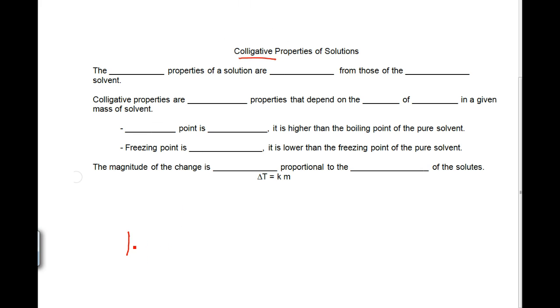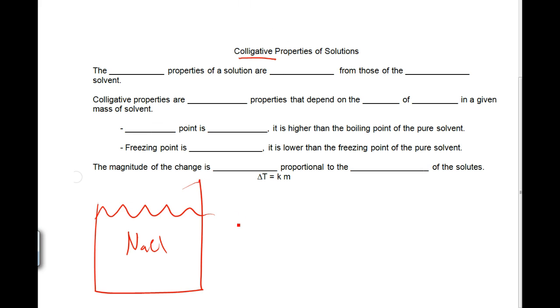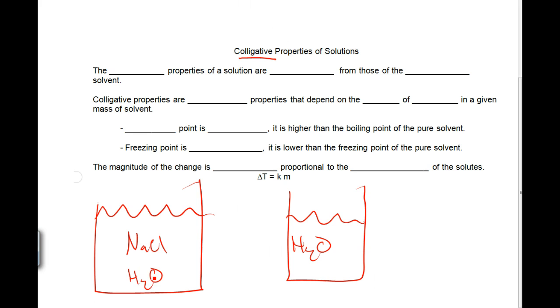Salt water, NaCl, that's salt. Salt water has different melting and boiling points than just pure water. I should write H2O in here. The fancy term is called colligative properties. So the colligative properties of a solution are different than those of the pure solvent.